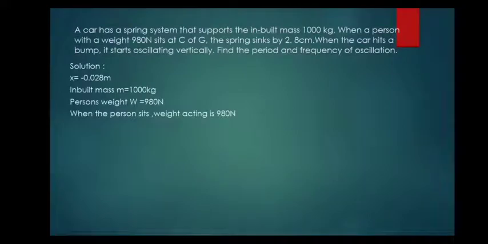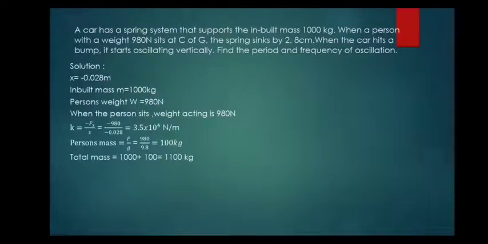To solve this problem, it's given that the extension is 2.8 centimeter, which is equal to 0.028 meter. The inbuilt mass is 1000 kg. The person's weight is 980 Newton. When the person sits, the weight acting is 980 Newton. So k = -Fx/x. F is 980, the x value is 0.028, which is equal to 3.5 into 10 to the power 4 Newton per meter, the force constant.